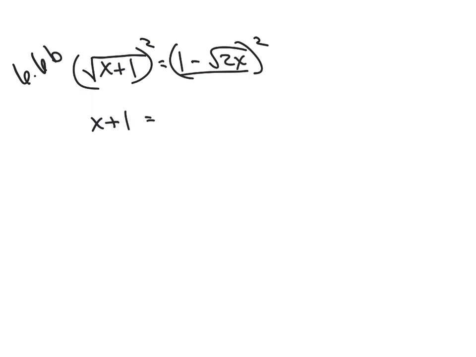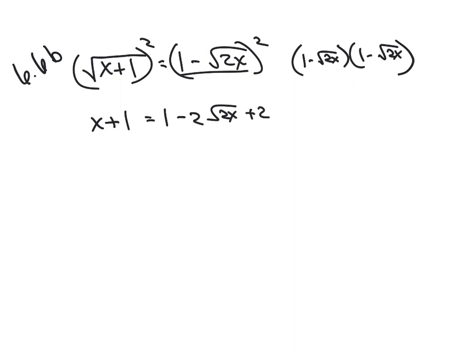In order to do that, we're going to use FOIL. So we'll have 1 minus the square root of 2x times 1 minus the square root of 2x. We're going to do the FOIL method, and once you do that, I'm going to assume you remember how to do that, we get 1 minus 2 square root of 2x plus 2x. This term right here is what we got when we did the O and the I, the outside and the inside, and then we added them together.